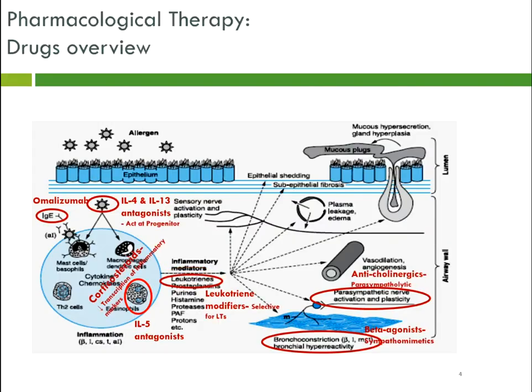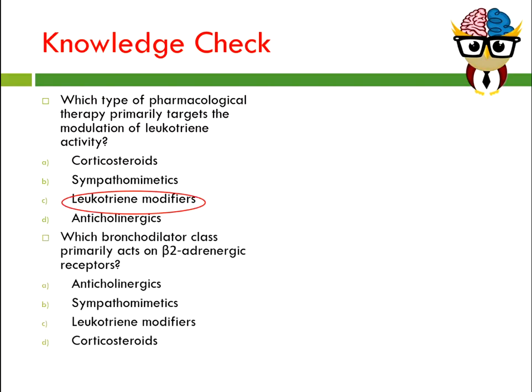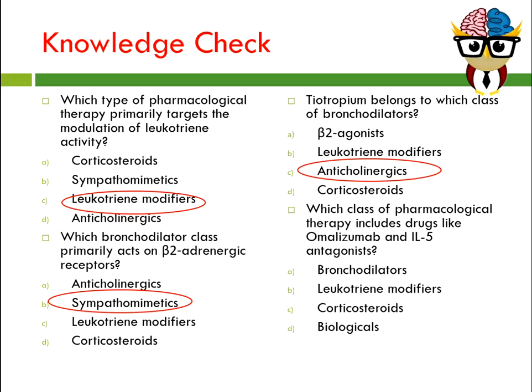I just explained this whole thing, so let's go to a quick knowledge check. Which type of pharmacological therapy primarily targets the modulation of leukotriene activity? Answer. Quick. We just read this. Moving forward. Which bronchodilator class primarily acts on beta 2 adrenergic receptors? Beta 2 is sympathomimetics. Alright? Moving forward. Tiotropium belongs to which class of bronchodilators? Anticholinergic. Which pharmacological class includes drugs like omalizumab and IL-5 antagonists? Biologicals. Alright.